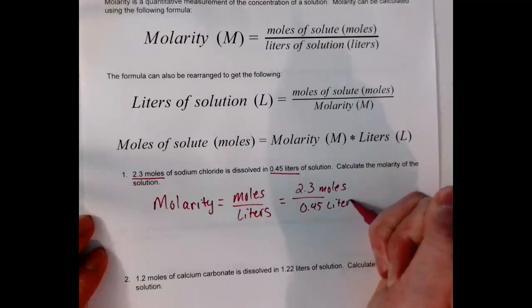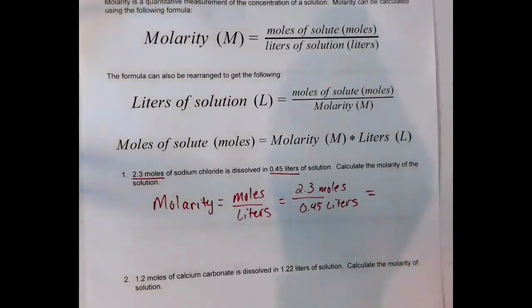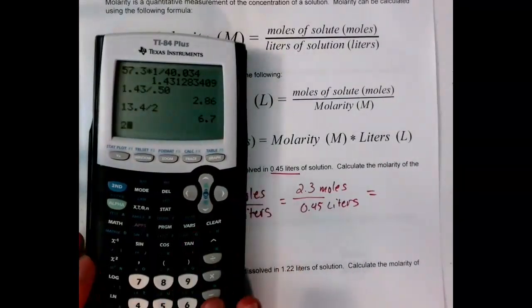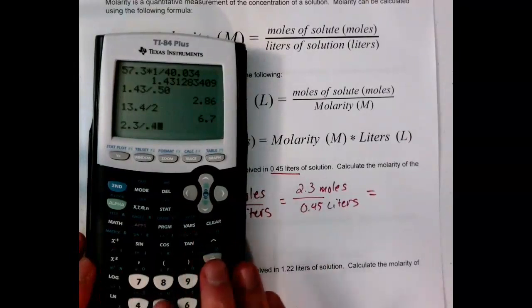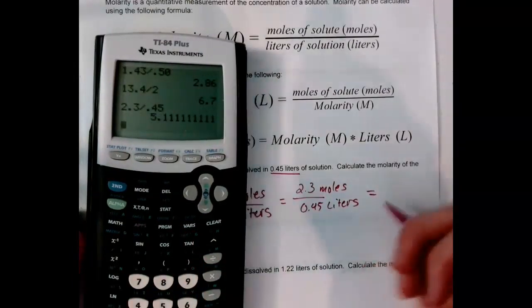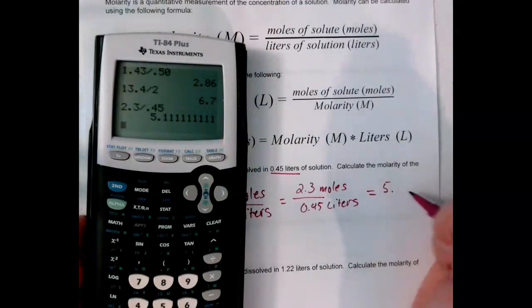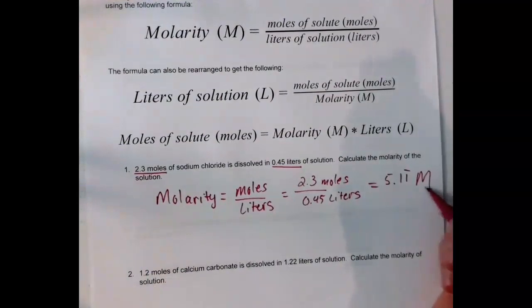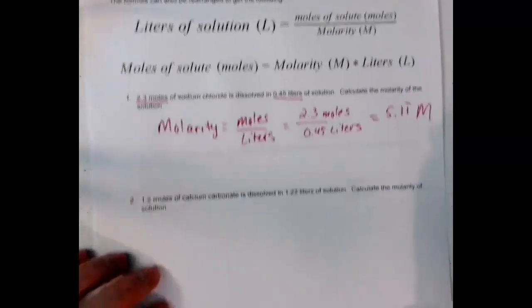I got the 2.3 from right here, divided by 0.45 liters. Okay, so now I'm going to get my calculator and plug in 2.3 divided by 0.45. I got 5.1111 repeating, so I'm just going to put 5.11 with a little line over it. This little line over it means repeating, and then I'm going to put a capital M right there. The capital M stands for molarity or molar or however you want to say it. All right, let's go down here to the next one.